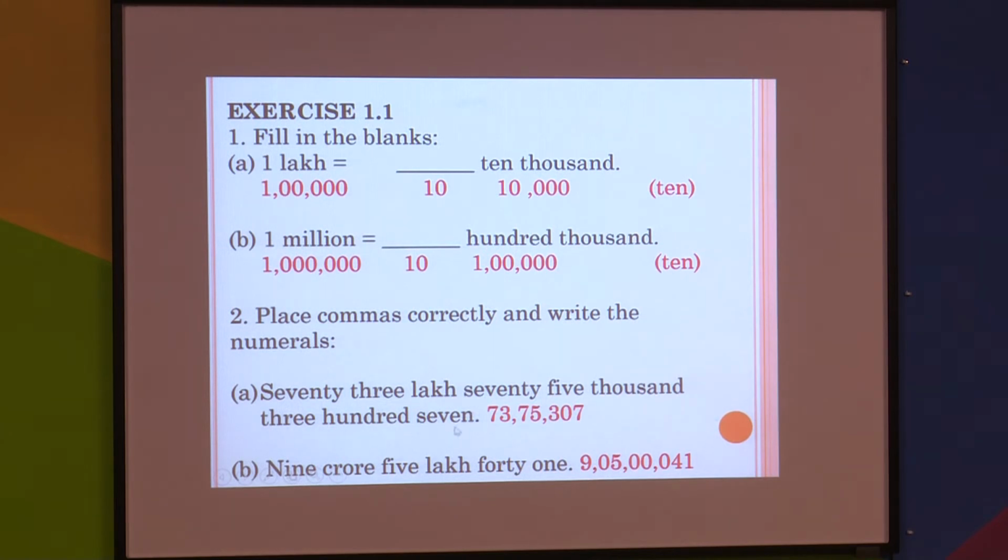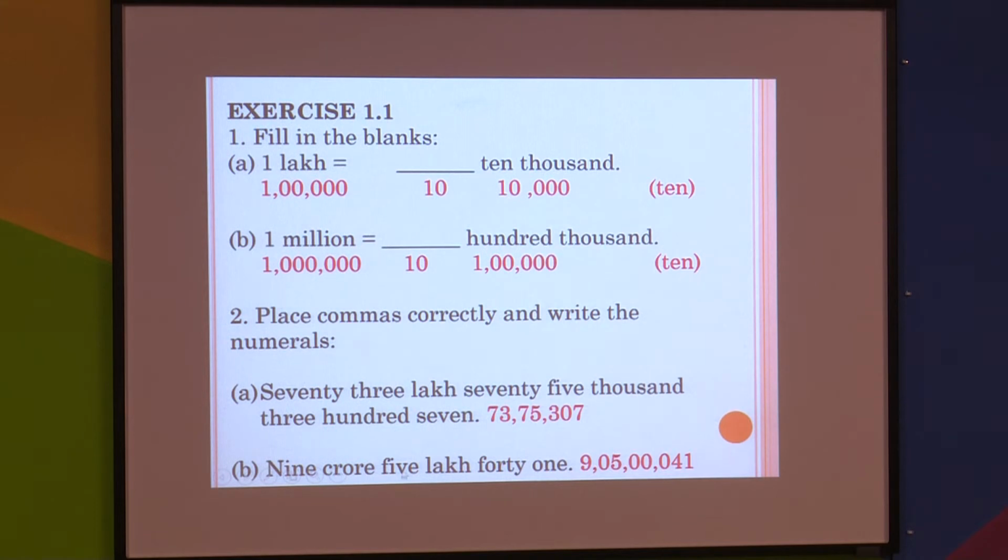Next question, place commas correctly and write the numerals. 73,75,307. Now here we have to give the commas and write the given question in the numeral form. So here is the number 73 lakh, 75,000, 307.